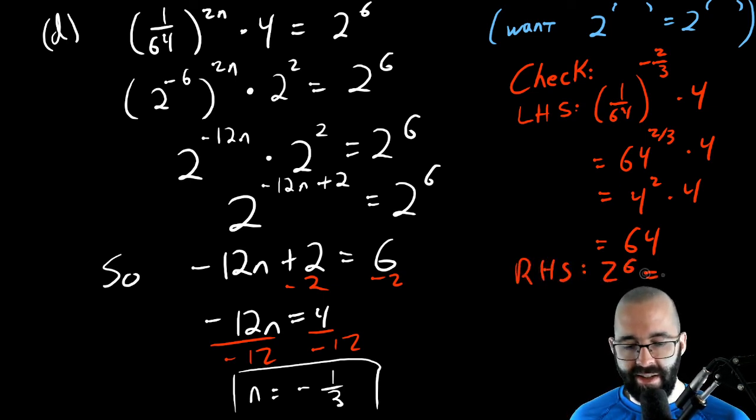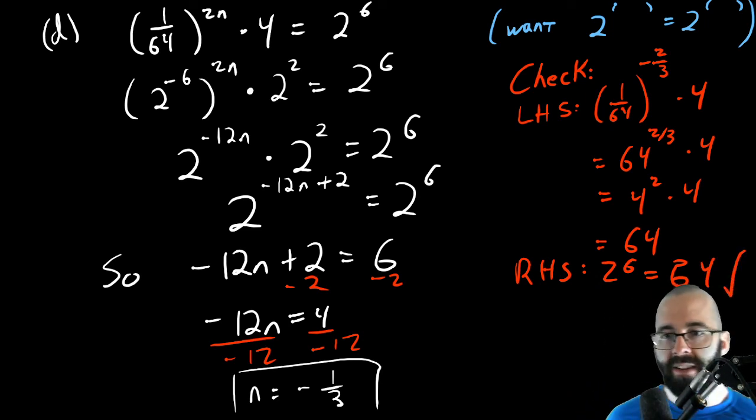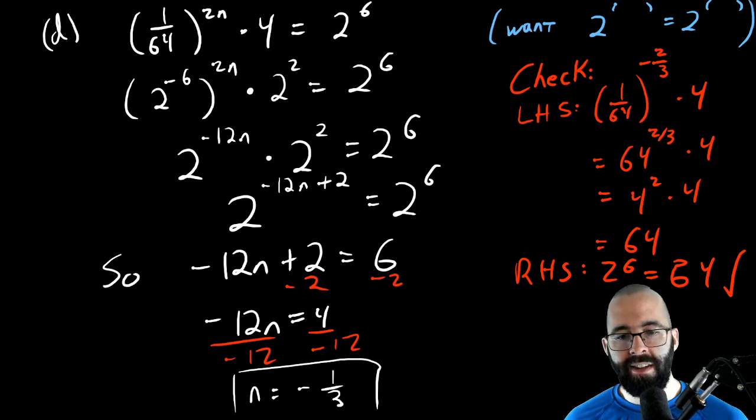What's the right-hand side? 2 to the 6th power. We already said that's 64. Great. Left-hand side and right-hand side are the same. Our answer checks out. And that's this video.